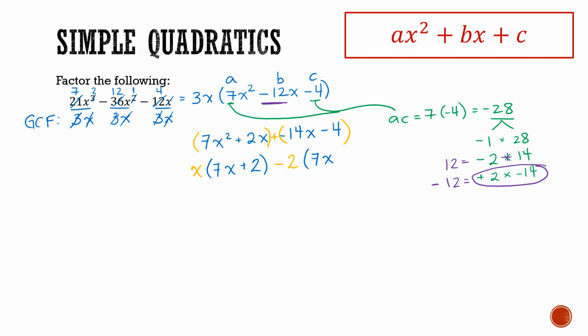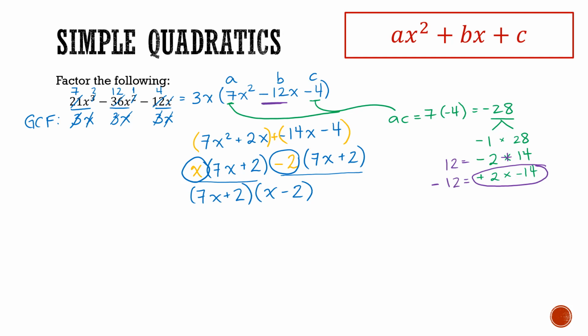And negative 4 divided by negative 2 gives me 2. So I've got to recognize here that both terms have a common factor of 7x plus 2. So pulling that out, I've got 7x plus 2 times, I've got an x left over here, and I've got a minus 2 left over here.